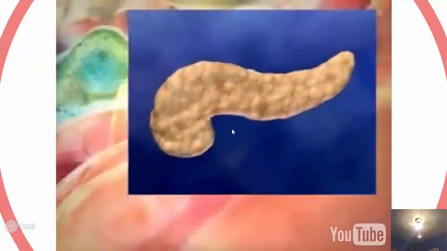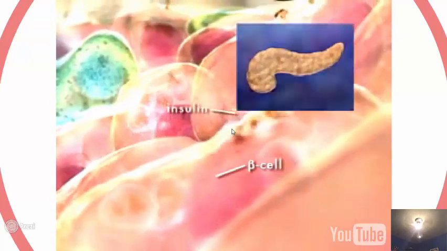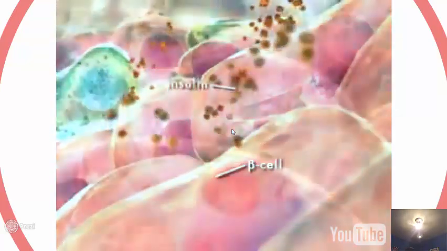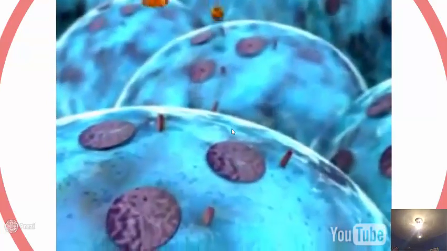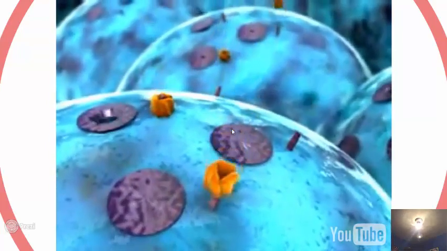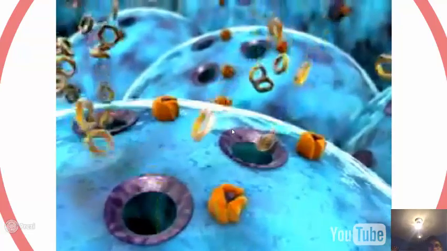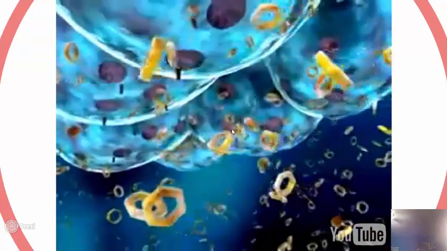During digestion, the hormone insulin is released by beta cells in the islets of Langerhans of the pancreas. Insulin acts as a cellular key, allowing the passage of glucose from the bloodstream into the cells of the body. In patients with type 2 diabetes, the amount of insulin produced by the beta cells is often insufficient.